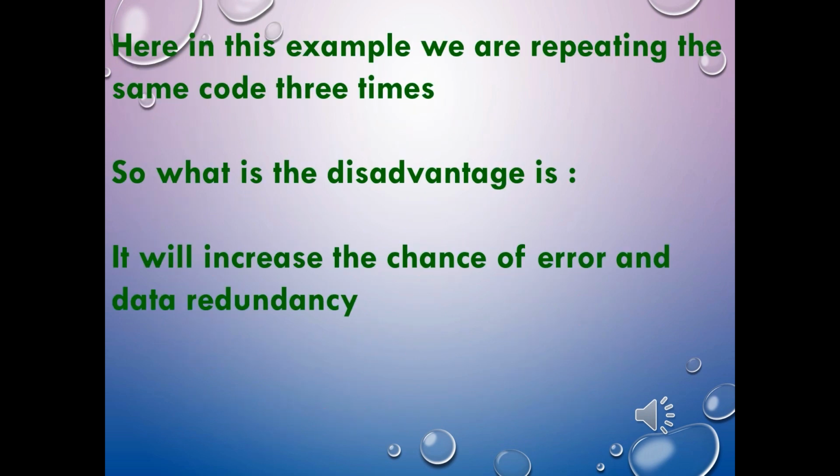For this example, we are repeating the same code 3 times: the same methods, fuel capacity, company, mileage. All the 3 classes are repeating the same methods. So these are the disadvantages: it will increase the errors and cause data redundancy.